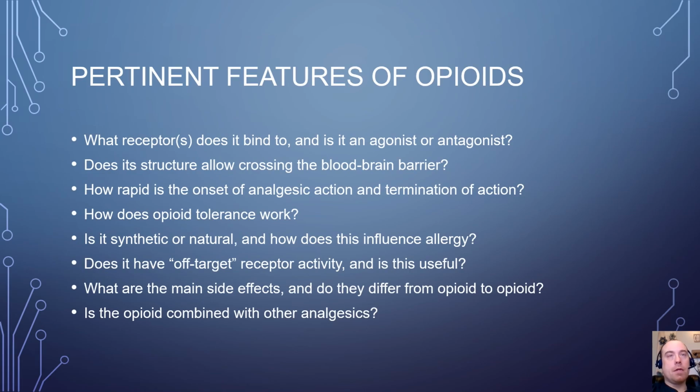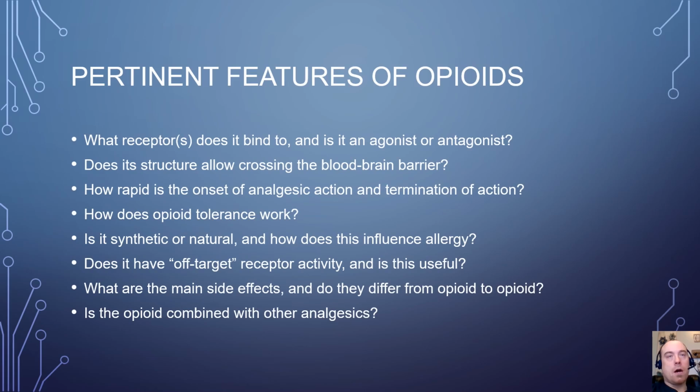How rapid is the onset of analgesic action and termination of action? So when we give an opioid by different routes, we need to understand when pain relief should be expected. We need to understand how long that will last. And that depends on how it's eliminated and how it's absorbed.